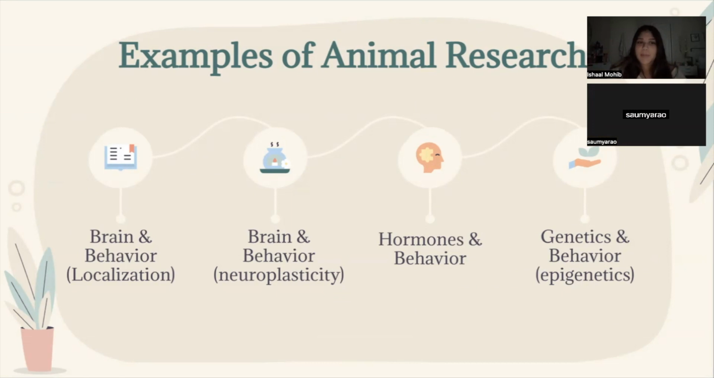There are four main examples of animal research, the first being brain and behavior or localization, and then brain and behavior and neuroplasticity, and hormones and behavior, and genetics and behavior for epigenetics.